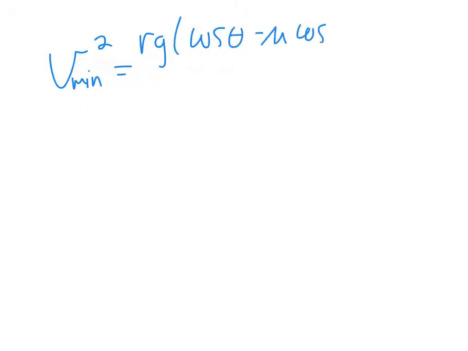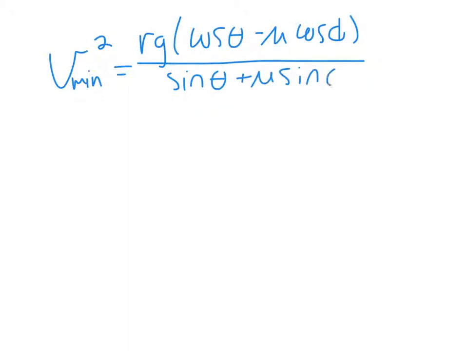I'm going to rewrite this. Speed squared, and this is the minimum speed to safely navigate a banked curve with friction, equals Rg times cosine theta minus mu cosine phi over sine theta plus mu sine phi.